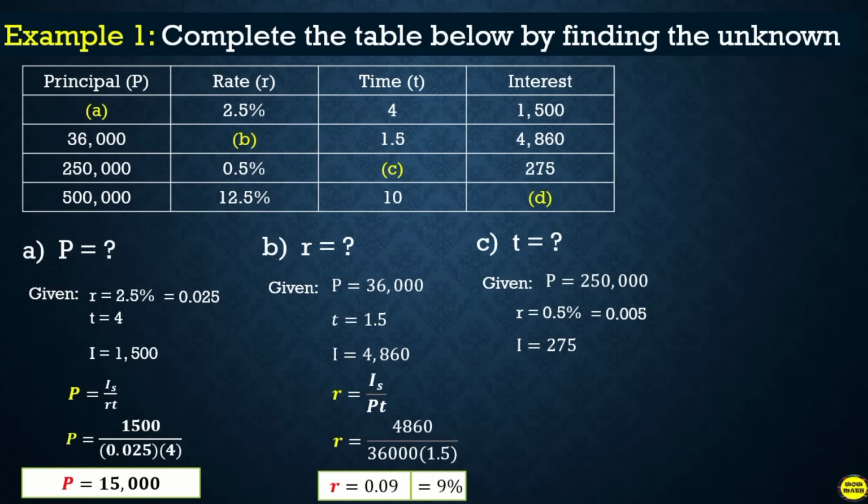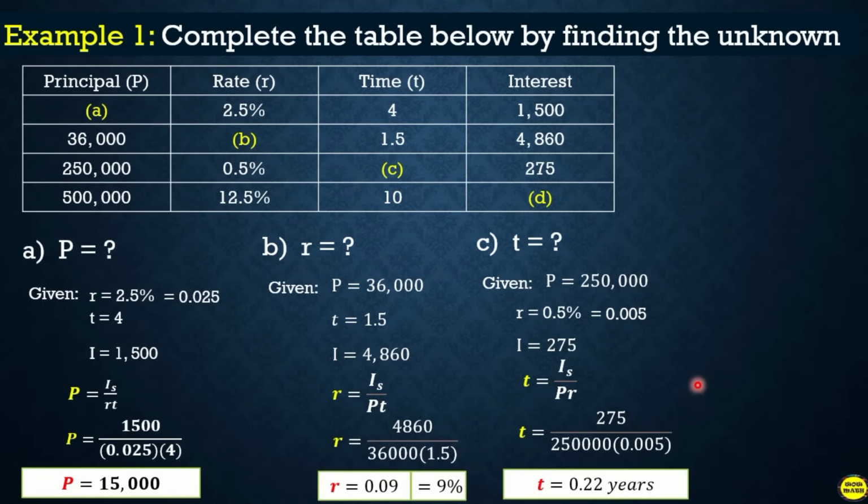So, ano yung formula na gagamitin kapag time yung hinahanap? That is interest over PR. Substitute lang natin: 275 over 250,000 times 0.005. And that is 0.22 years.